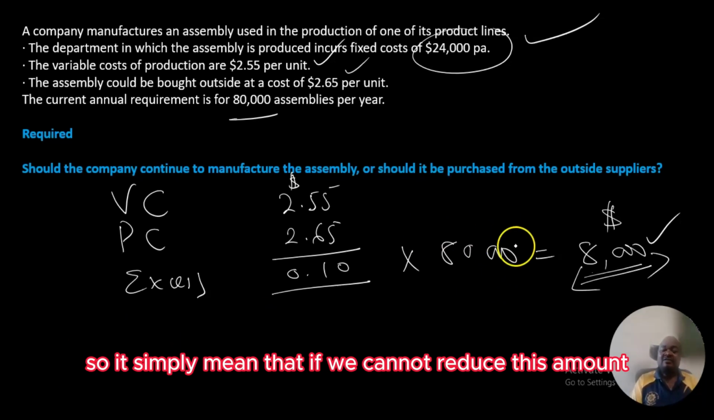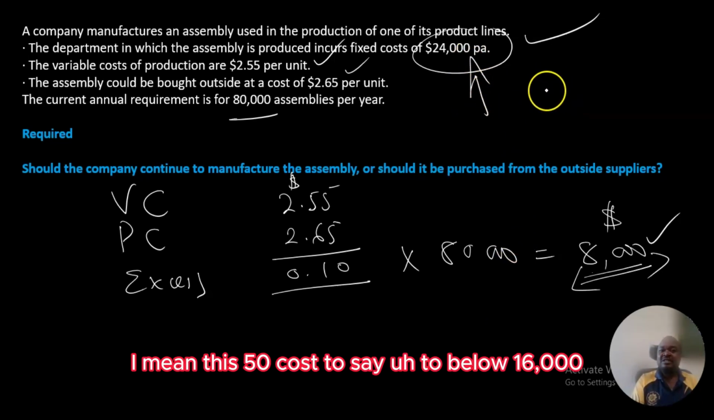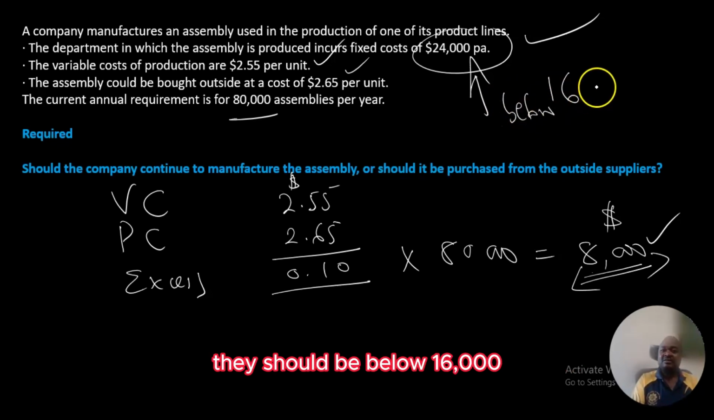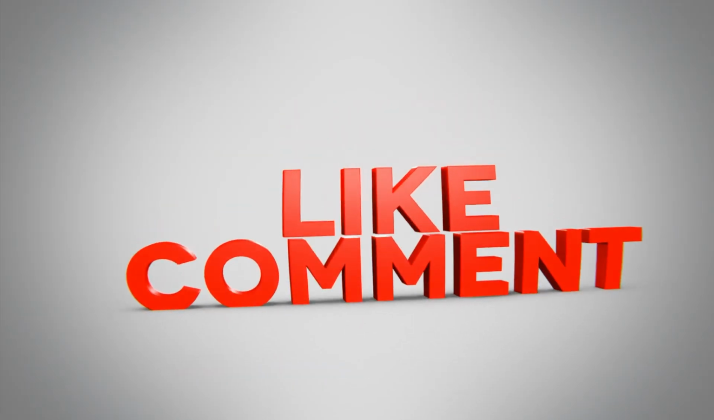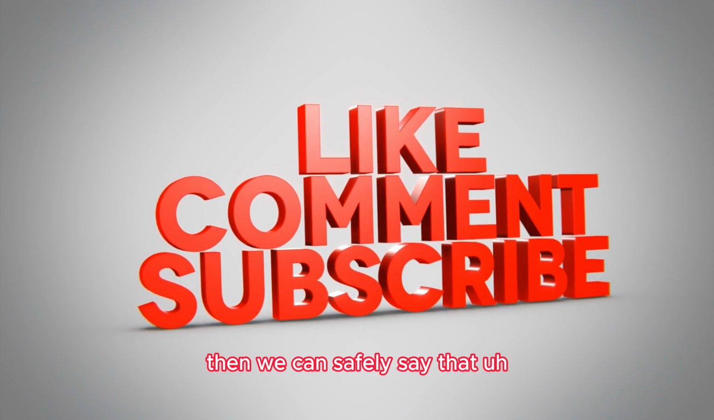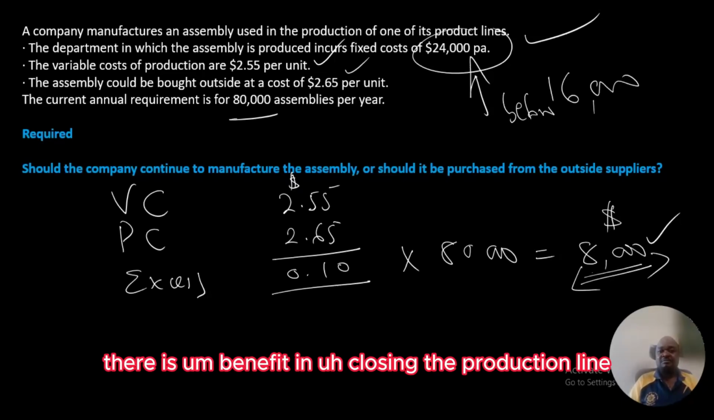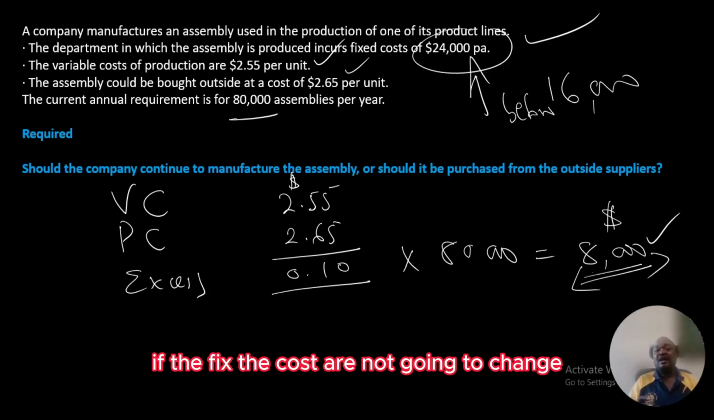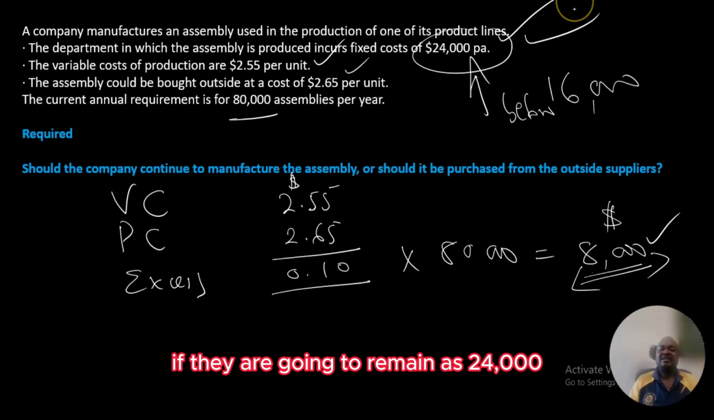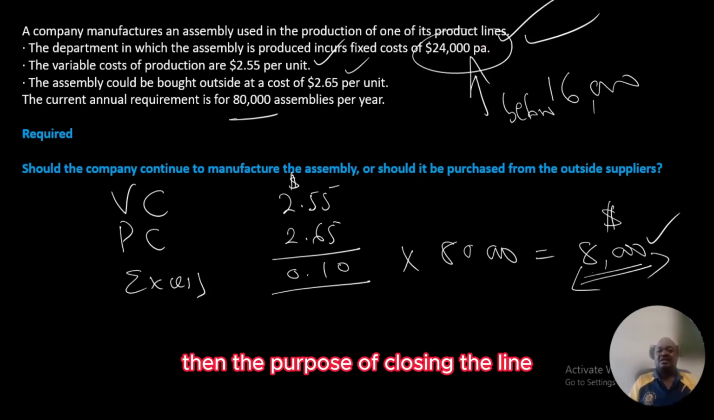So it simply means that if we cannot reduce this fixed cost to below 16,000, it should be below 16,000 after we close the production line, then we can safely say that there is benefit in closing the production line. Other than that, if the fixed costs are not going to change, if they are going to remain as 24,000, then the purpose of closing the line could not be established.